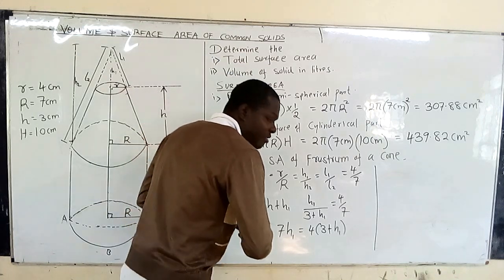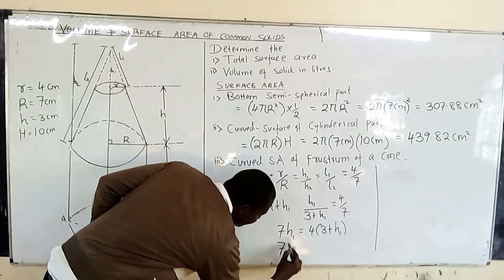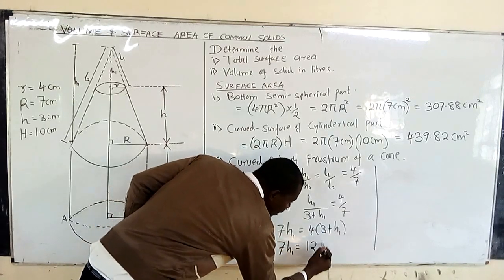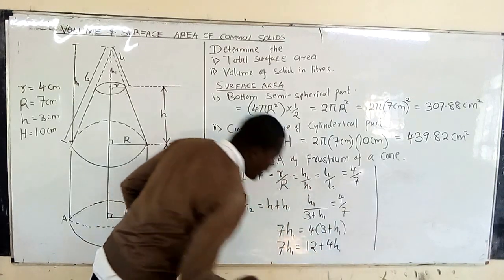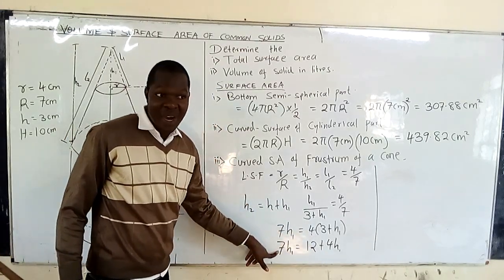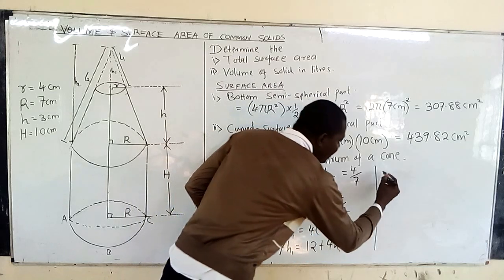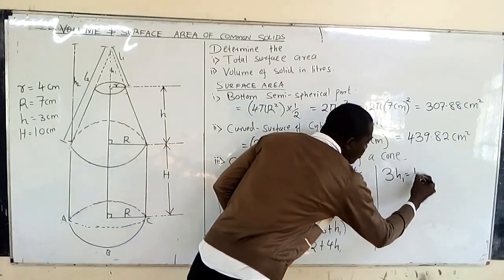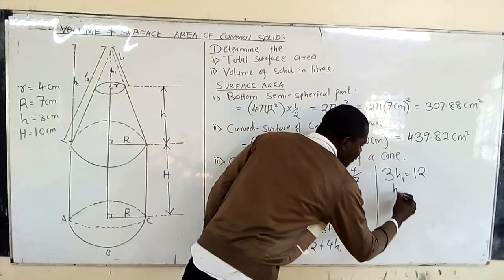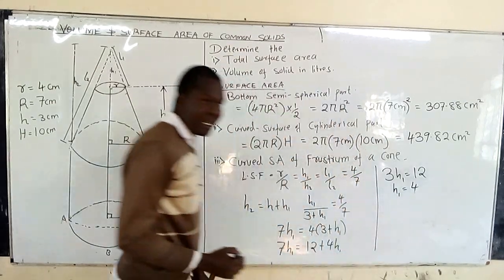Here you have 7H1 is equal to 4 times 3, then 4 times H1, 4H1, isn't it? So H1 coming this side, you have 7H1 minus 4H1, isn't it? Then you get 3H1 to be equal to 12, isn't it? So what is H1? H1 is 4.